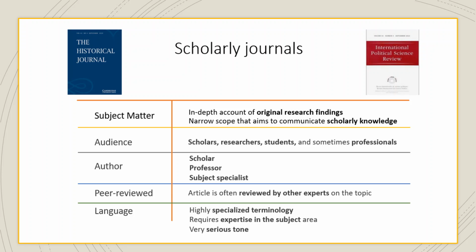Now, scholarly sources, when you're looking in the database, it may say academic article or scholarly article. And this means that the subject matter is communicating either original research findings or analysis. The audience is supposed to be other scholars, but also students who are learning to be scholars. And the authors are almost always scholars as well, so they're experts in the thing they're writing about. We talked about peer review, so scholarly articles are usually peer reviewed.